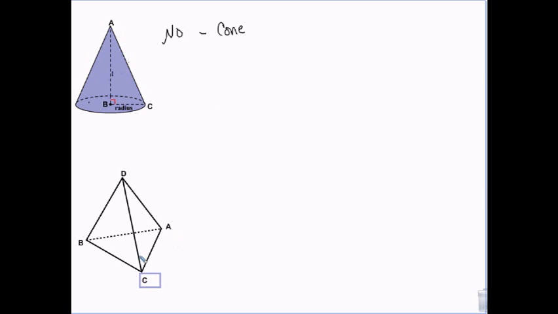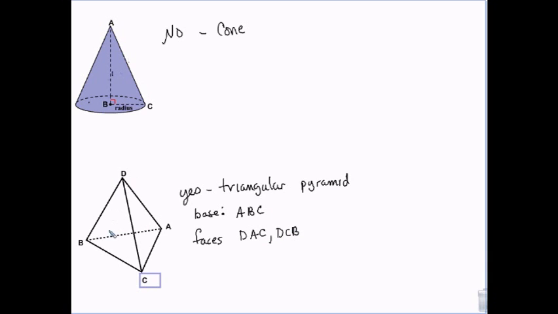Okay, is this a polyhedron? Yes. It is a triangular pyramid. The base is the bottom of the pyramid, so ABC. The faces are the triangles that come up, so you have DAC, DCB, and DBA.